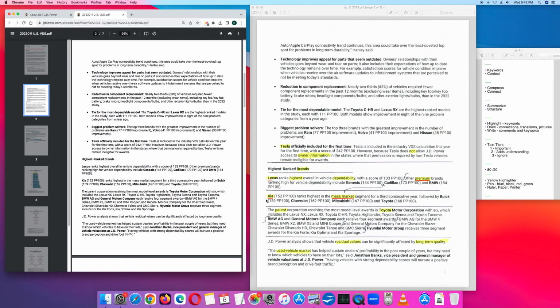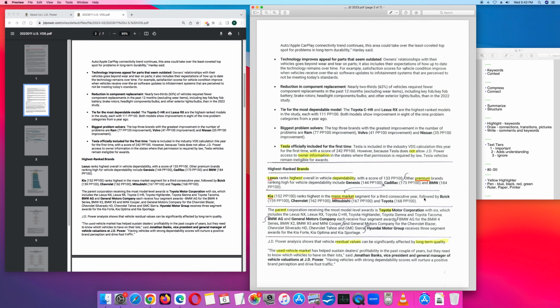The next one talks about mass market. Mass market versus premium. Mass market, number 1 is Kia. Okay, then 2 is Buick, 3 is Chevrolet, 4 is Mitsubishi, and then 5 is Toyota. All right. Why did I draw this line here? Because I looked at the numbers and I saw, okay, looking at Kia 152, Toyota 163, all of these mass markets are actually fitting in between Genesis and Cadillac.